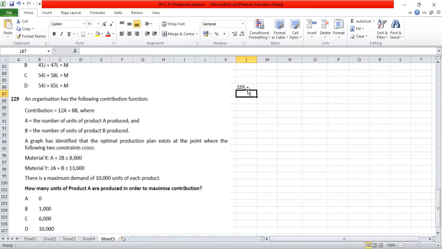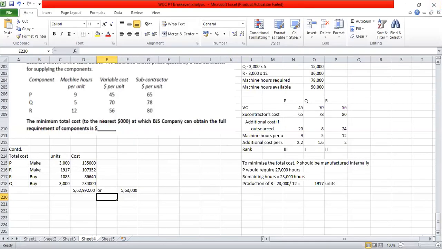Question number 229. Contribution is given as 12A plus 8B, where A is the number of units of product A and B is for product B. Then a graph has been identified that the optimal production plan exists at a point where the following two constraints cross. Material X is given as A plus 2B is less than or equal to 8,000. 2A plus B is less than or equal to 13,000. There is a maximum demand of 10,000 units of each product. I think we've done a question like this. How many units of product A are produced in order to maximize contribution? If I'm not wrong, we've done a question on this one.